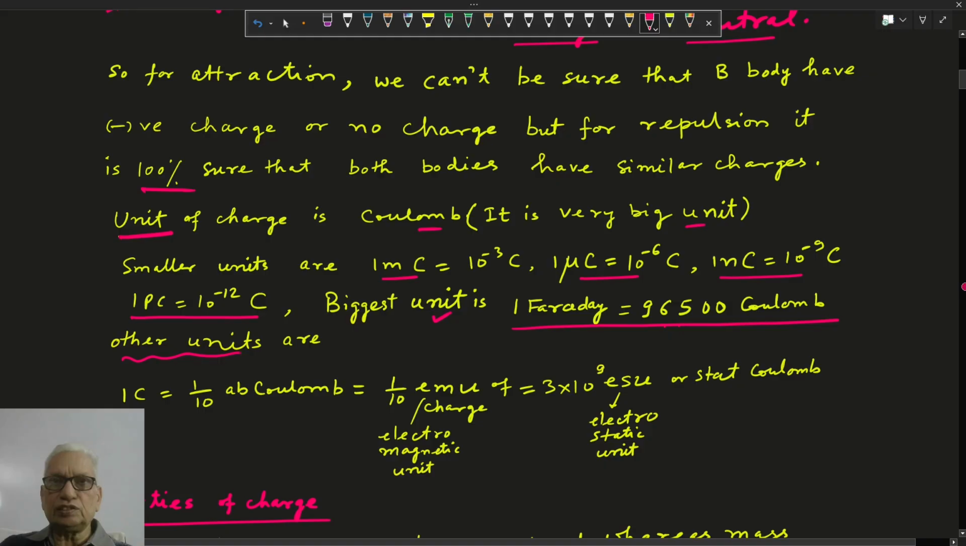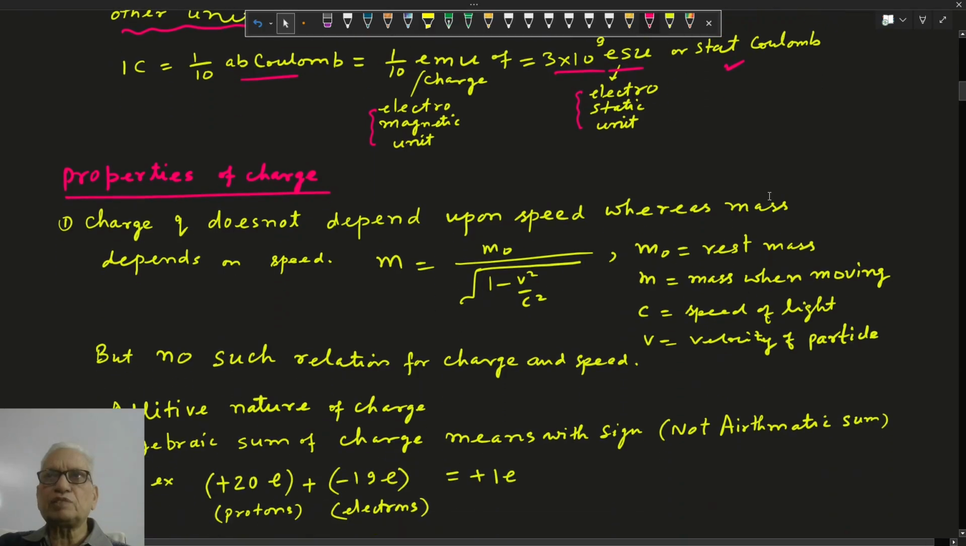There are some other units also, like 1 coulomb is related as 1 by 10 abcoulomb, or 1 by 10 of the emu of charge. Emu means electromagnetic unit, and 3 times 10 to the 9 ESU, electrostatic unit, is also called statcoulomb. There are some properties here.